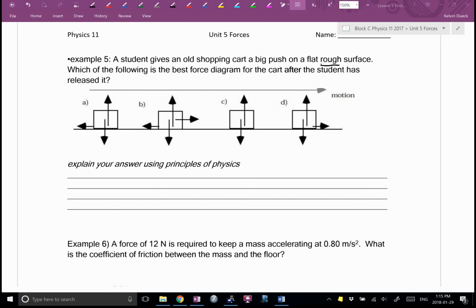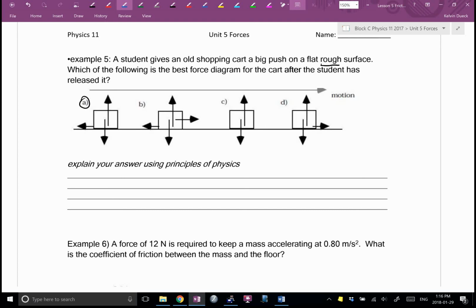Why? Convince me. I think for these, I would start out by eliminating ones that I know must be wrong. Which of these must be wrong? Why must D be wrong? If D was correct, which way would you be accelerating? You'd be speeding up. Okay? That would be a free body diagram of a car stepping on the gas.